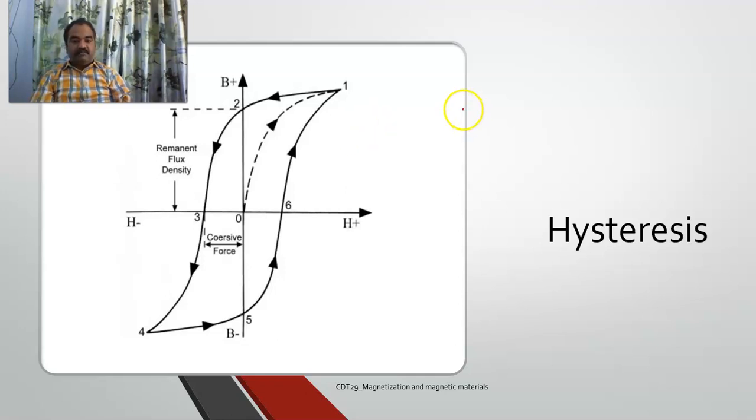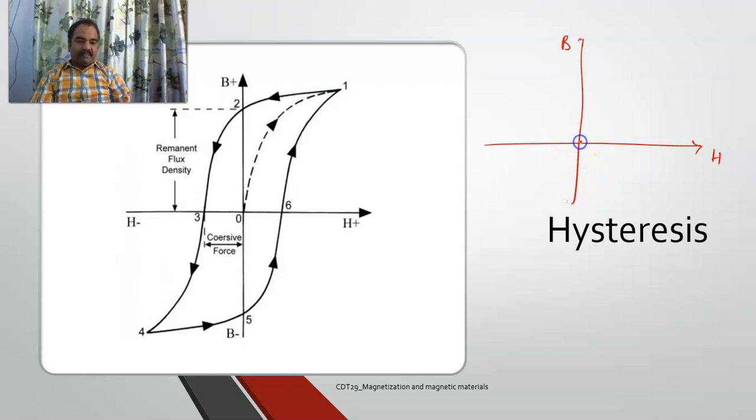Now, hysteresis. Let us suppose I take a material. Let us suppose this is my applied field and this is my developed flux density. Now slowly, if I start applying the external field, the internal magnetization goes on increasing. So all the dipoles, I'll assume that they are getting magnetized, and finally my B is increasing.